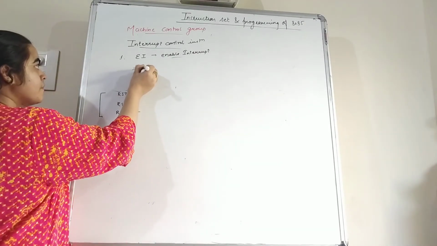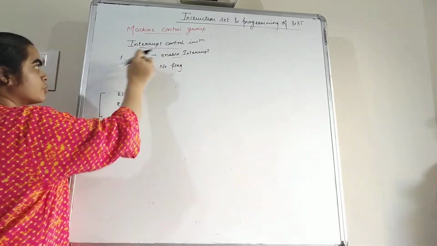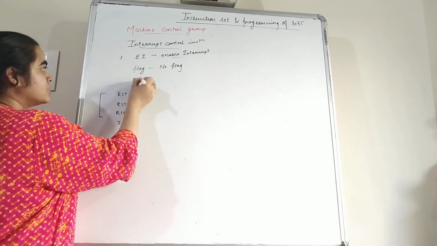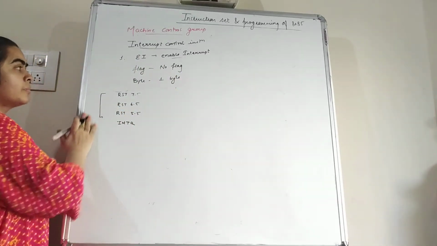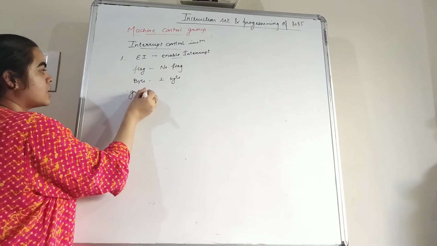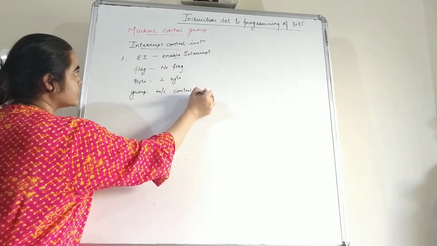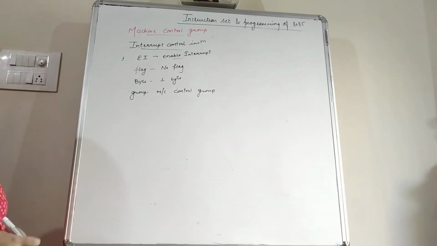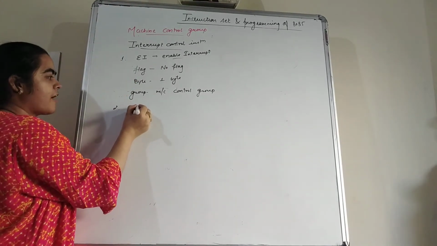Next one is the flag. No flag will be affected when the microprocessor executes this instruction. Next one is the byte. This instruction will occupy 1 byte of memory. This instruction comes under the machine control group, and in brackets you can write interrupt control instruction. After EI, the next instruction we have is DI.